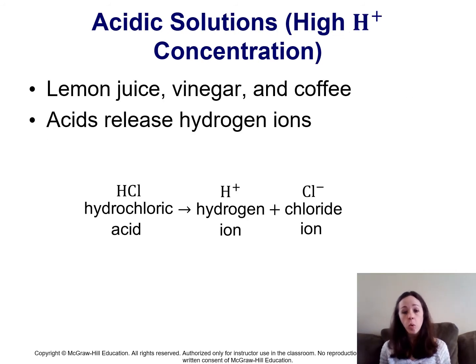Acids are going to have more hydrogen ions than hydroxide ions. So this means anytime acids are placed in water and they dissolve, they're going to release more hydrogen ions into that liquid, causing it to be an acid. The strength of that acid is going to be determined by the amount of hydrogen ions that the acid releases. Some examples of acids are lemon juice, vinegar, and coffee.